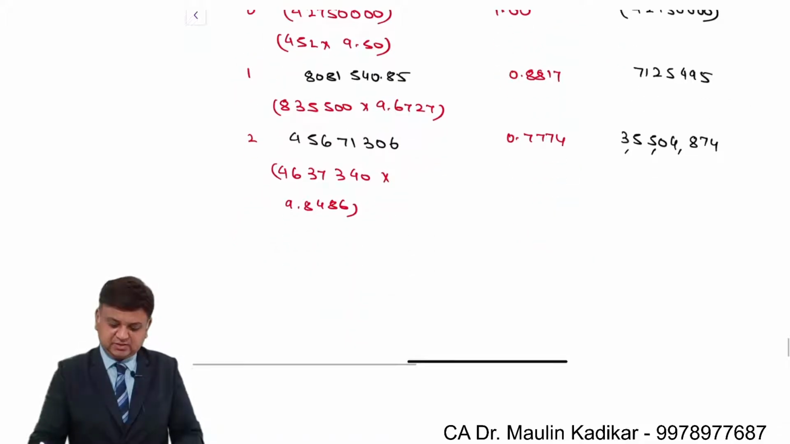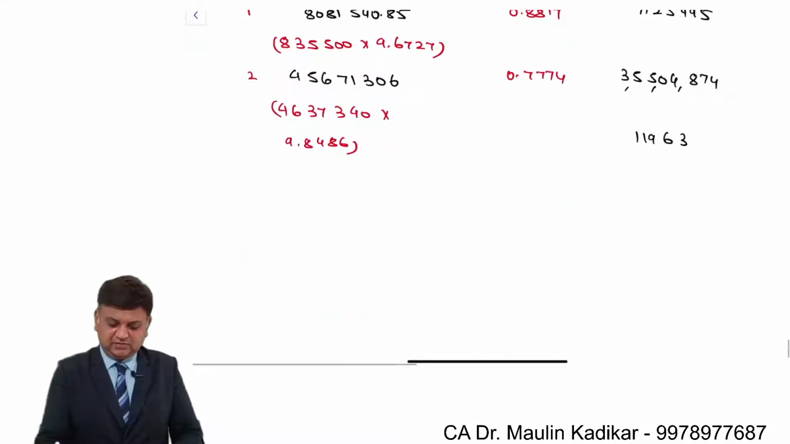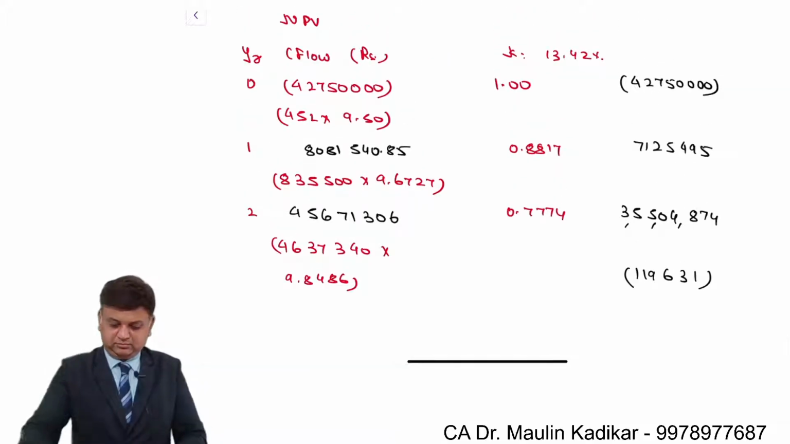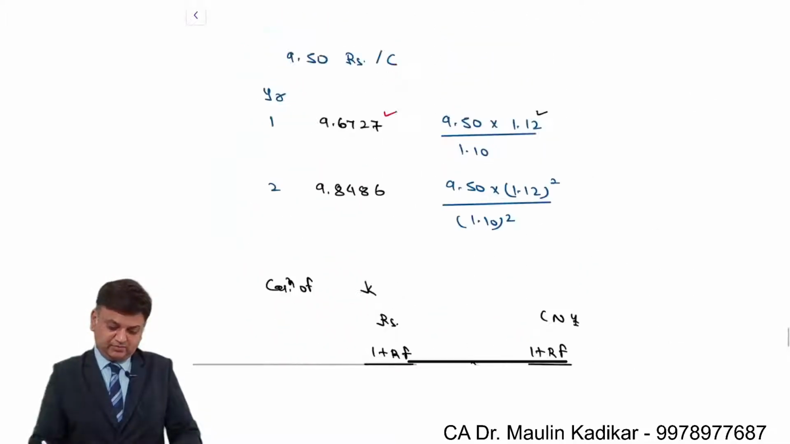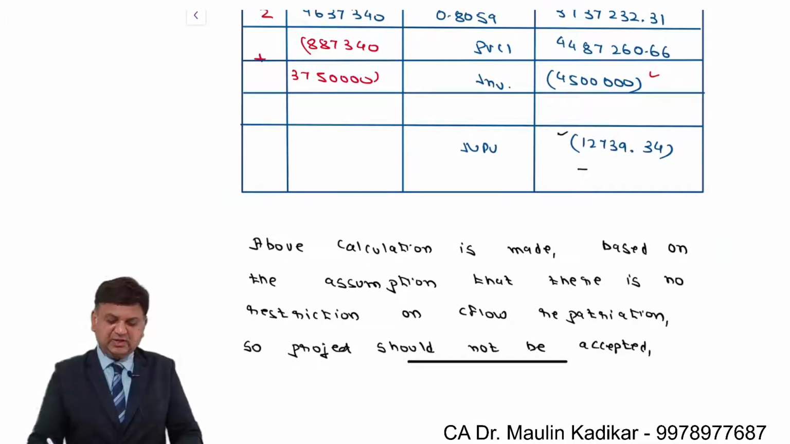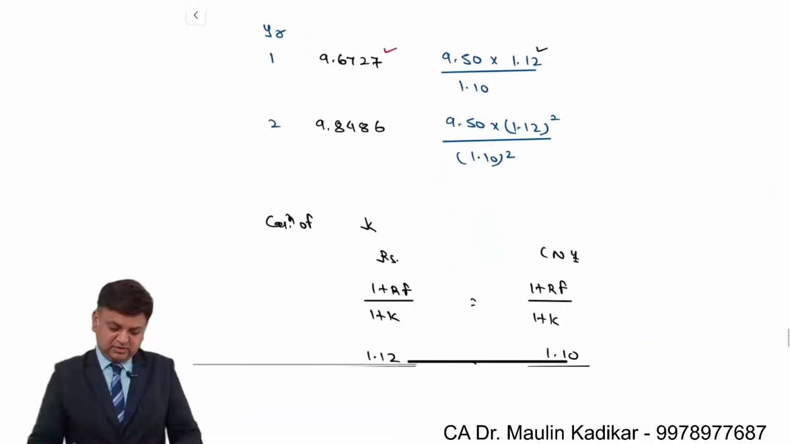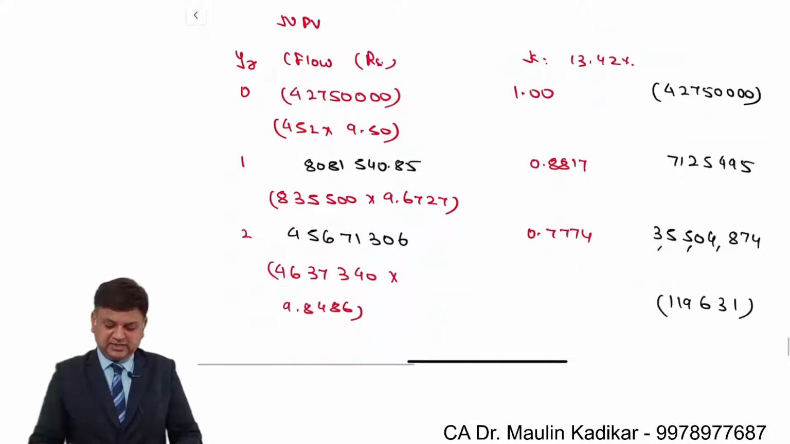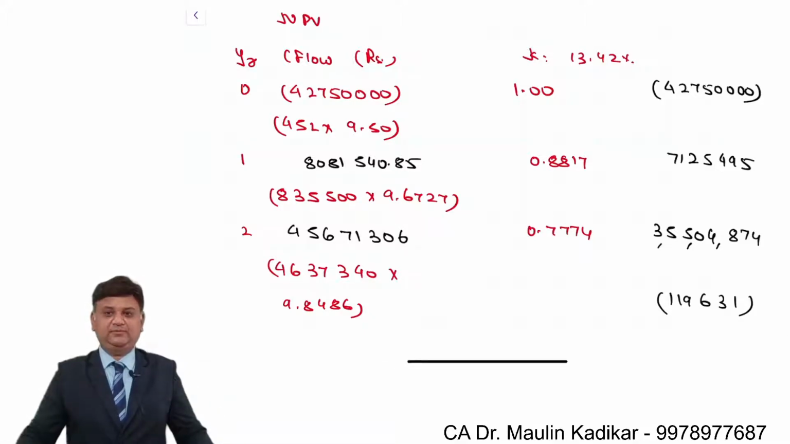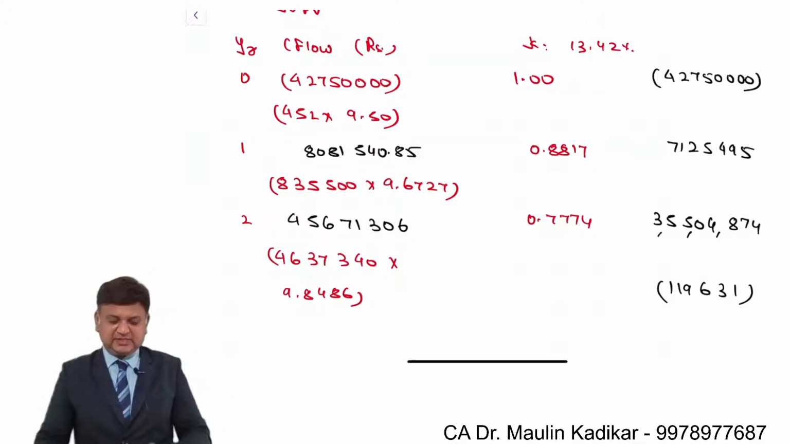So the NPV is 1,19,631. 71,25,495 plus 3,55,04,874 minus 4,27,50,000. Yes. Divided by 9.5. That comes to 12,592. So over here it is very near to this value. Maybe because of some approximation, the answer is coming like this. Otherwise it will exactly tell you. So we understand that this is the way you can cross verify the answer. That's very simple.